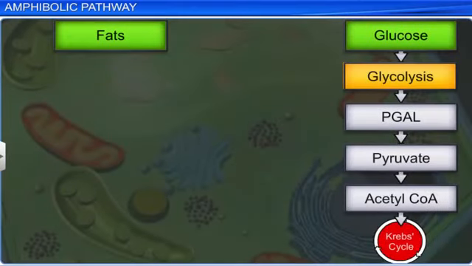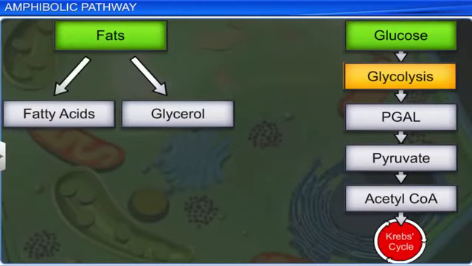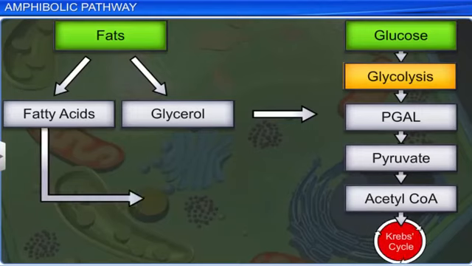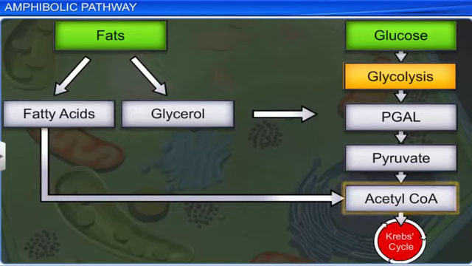Fats are first broken down into glycerol and fatty acids. Glycerol is then converted into PGAL, an intermediary substrate of glycolysis. In the same way, fatty acids are broken down to form acetyl coenzyme A, an intermediary substrate of the Krebs cycle.